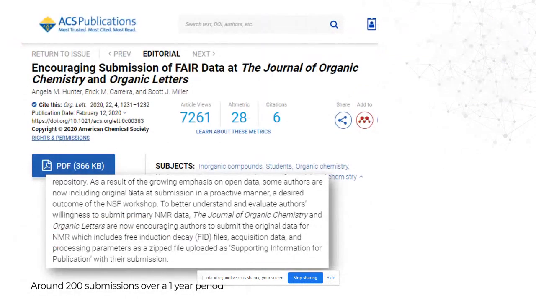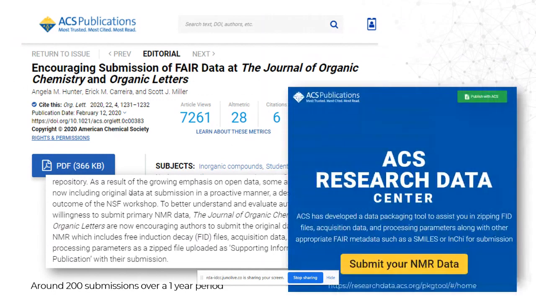Out of this came a pilot that ACS Publications has been running across two journals, where the editors of those journals wrote a letter and said, hey guys, it's time to start sharing your data in a machine readable way. We're going to encourage you to do this, and we're going to accept it. Further than that, the ACS provided a tool that would help people package up the data that they had. The idea behind this was just to try something and see what appetite there was in the wider community for people to do this.